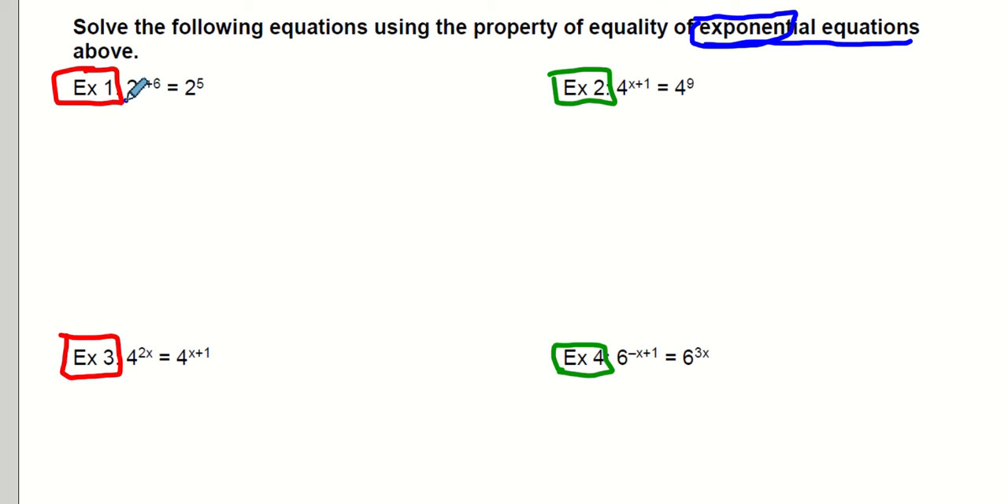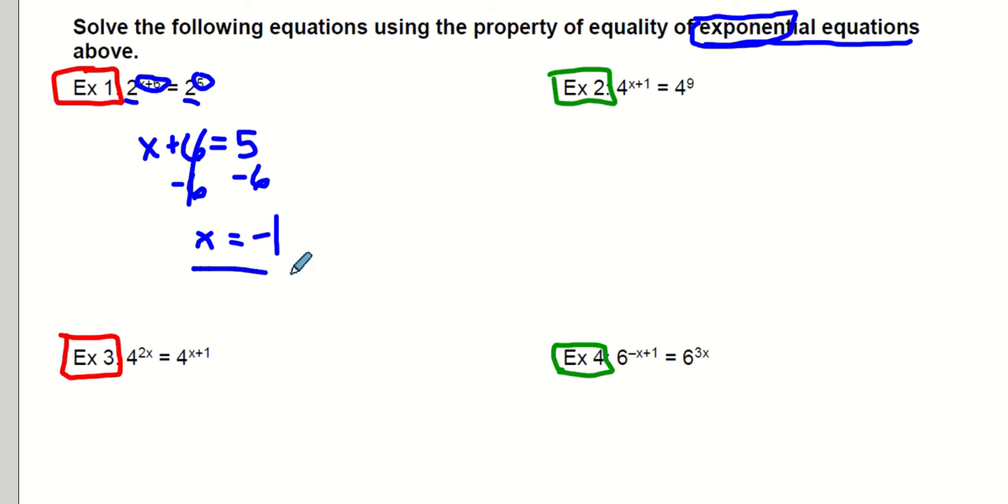What you'll notice in example 1 is that the base, in this case the base is 2, is the same. Whenever the base is the same, you're just going to take the exponents. In this case, the exponent is x plus 6 and 5, and you're going to set them equal to each other. So you would say x plus 6 equals 5. And then you would just solve that equation. So subtract 6, and you get x equals -1. And that's it for that one.